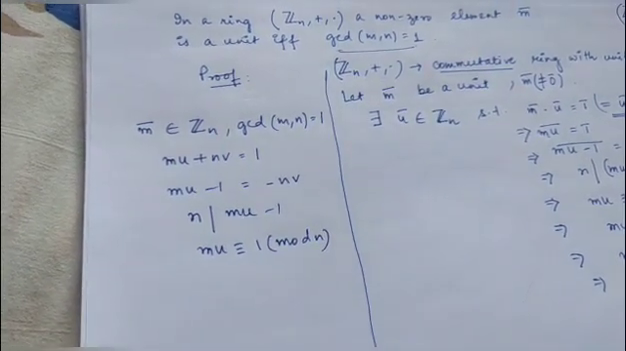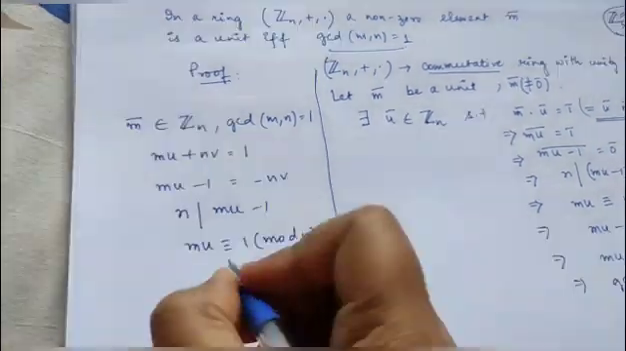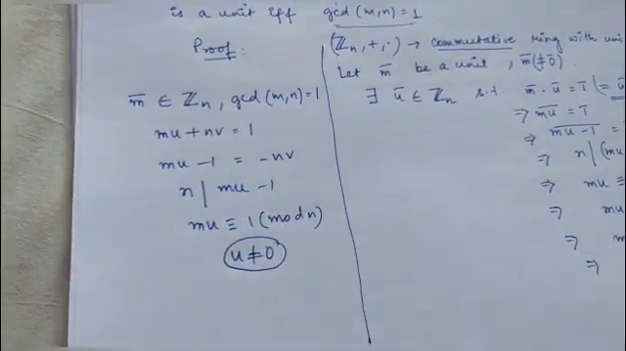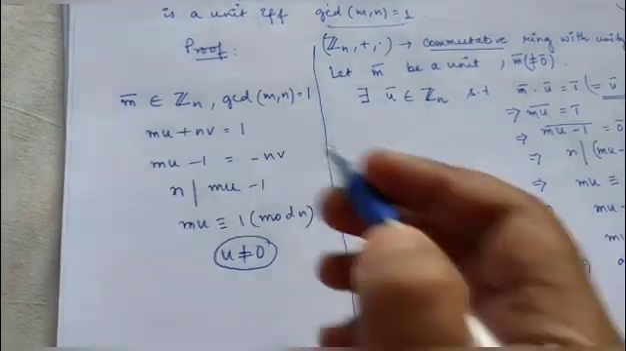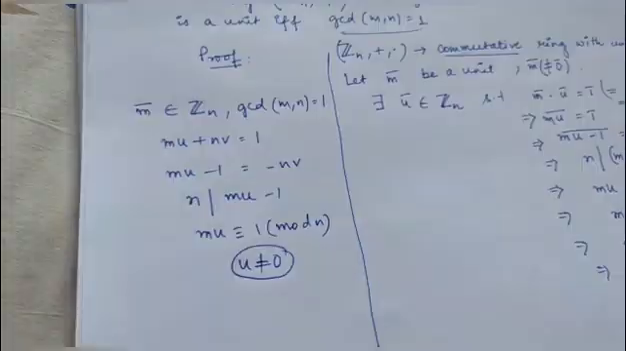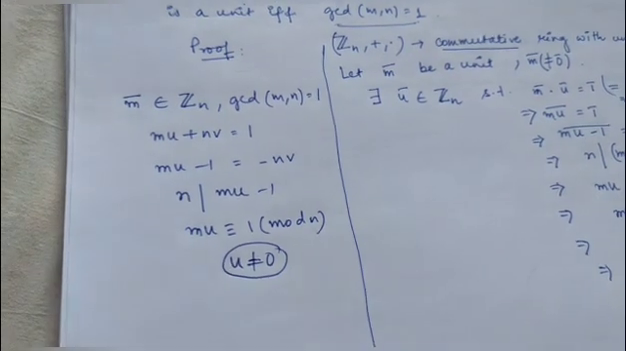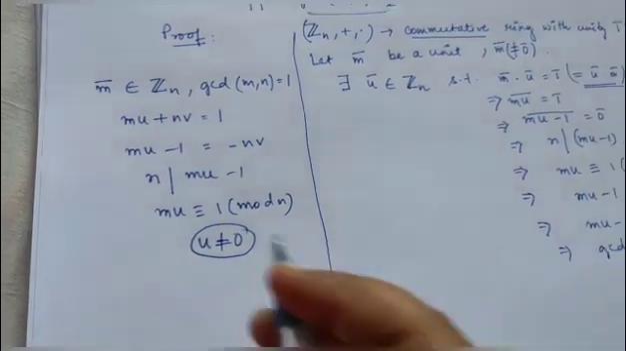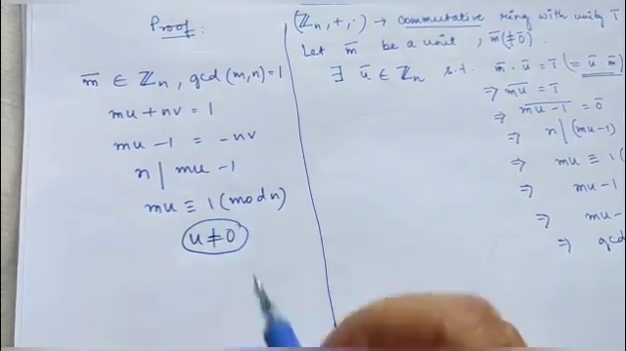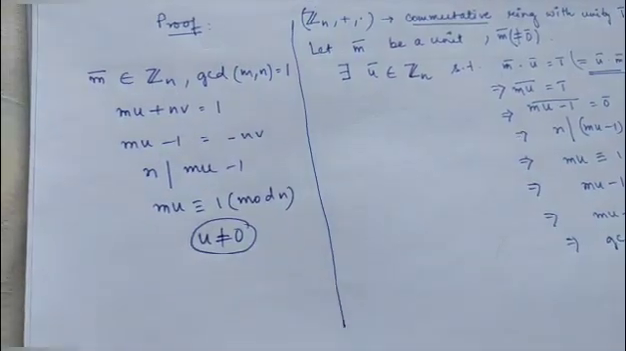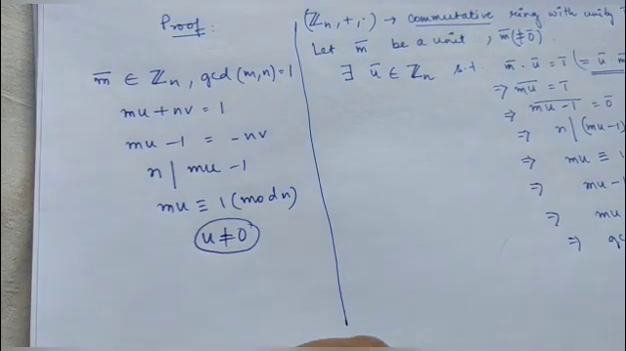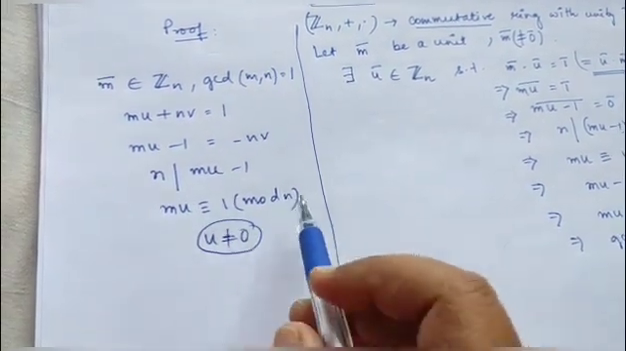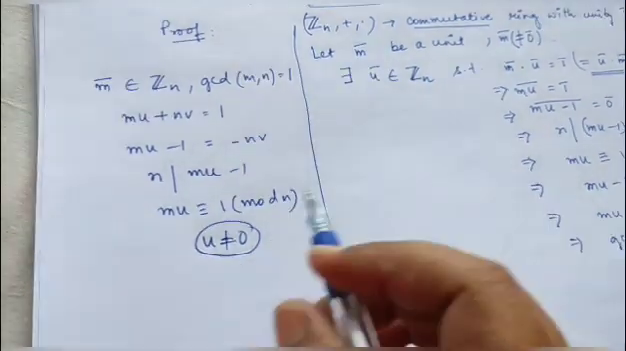So now, of course, u cannot be 0. It has to be a non-zero integer. By this only you can generate that u is non-zero. So if u is non-zero, u has two options: either this u is less than n or this u is greater than n. Now why am I telling this?